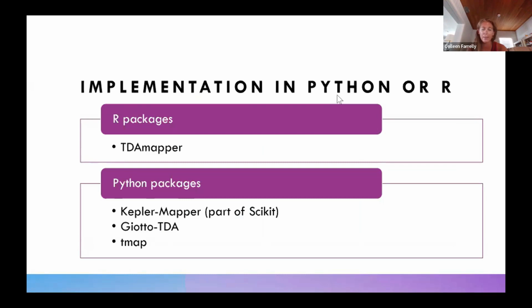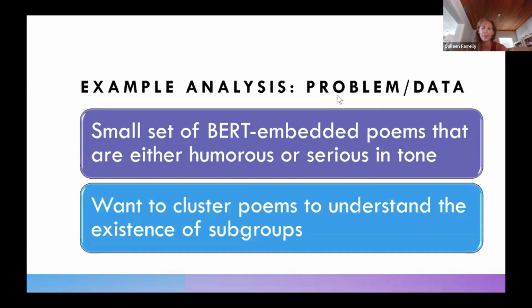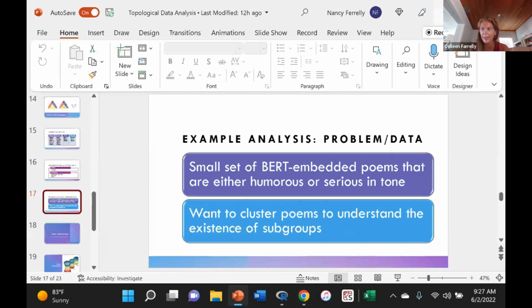So we have R and Python implementations. I'm going to avoid actually running the code in case there's other packages that my new machine doesn't like, but we'll go through how to do this in Python. We're going to use the same example of our poetry set to cluster poems and understand what subgroups might exist within each of these sets of data. So let's dive into Python.